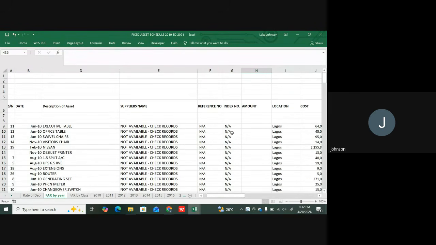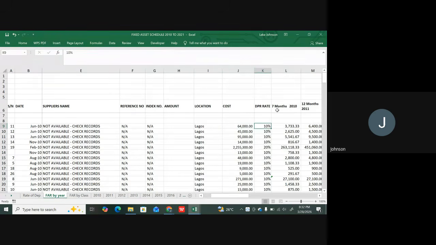You're going to have how many is it? Is it one? Is it two? Is it three? And so on and so forth. Then the location is important. Then here is where we have the costs. So the cost is what we have over here.